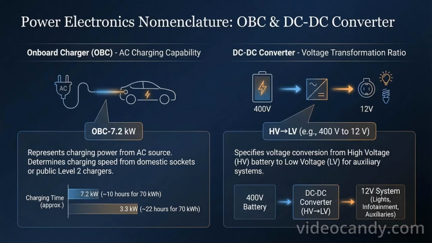Another common nomenclature is converter ratio in the DC-DC converter. It is written as high voltage to low voltage, HV-LV. For example, 405 to 12.5 DC-DC converter.